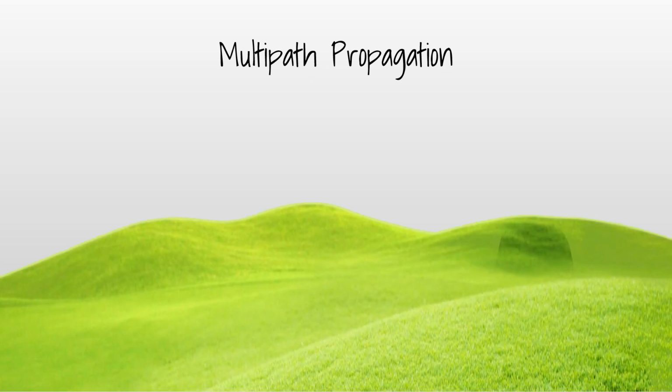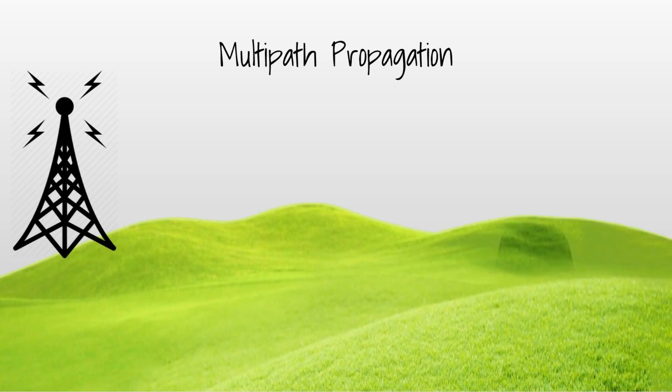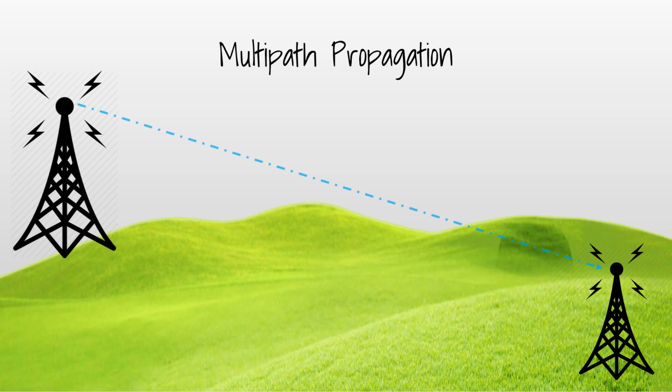Now let us see a very important topic called multipath propagation. Let us understand with an example. Let us set an environment with a transmitter and a receiver. If there are no obstacles between transmitter and receiver, that is, there is no reflection, diffraction or scattering, the signal from the transmitter will directly reach the receiver. This type of propagation is called direct propagation, or LOS propagation, line of sight propagation. But in real time, it is not possible.